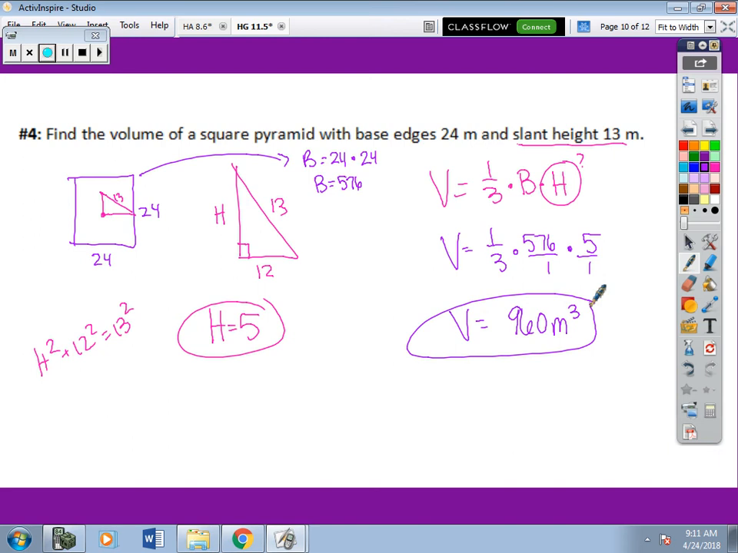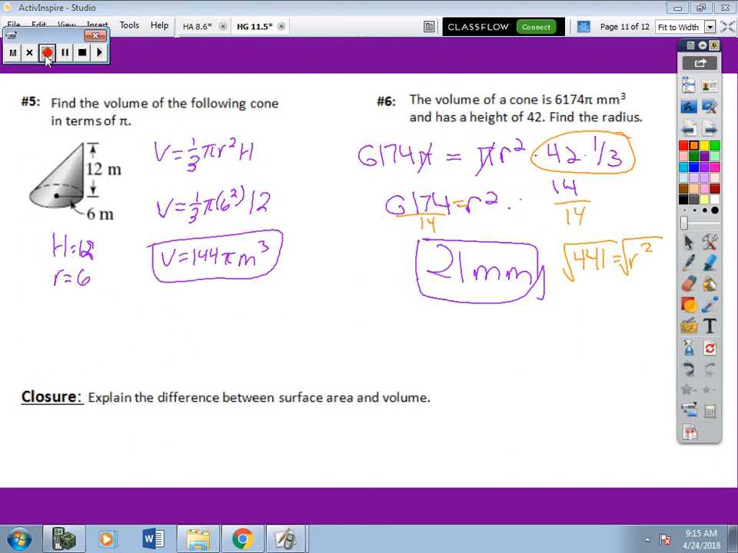Why don't you guys try 5 and 6? And then we'll go over those at the board. We'll pair share and go over them at the board.